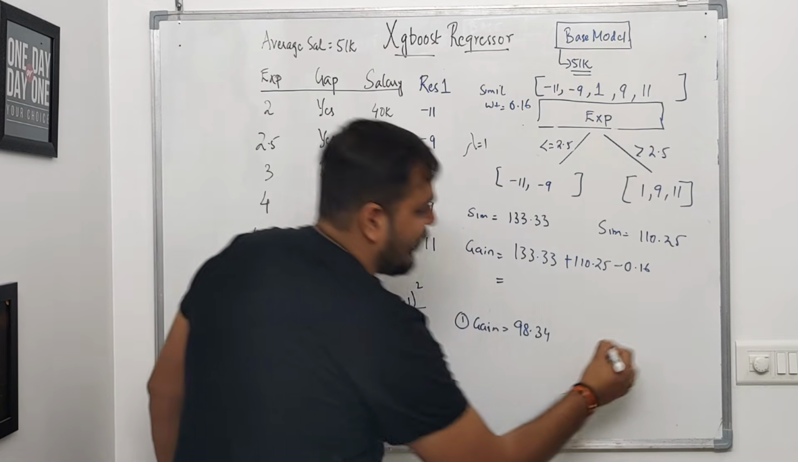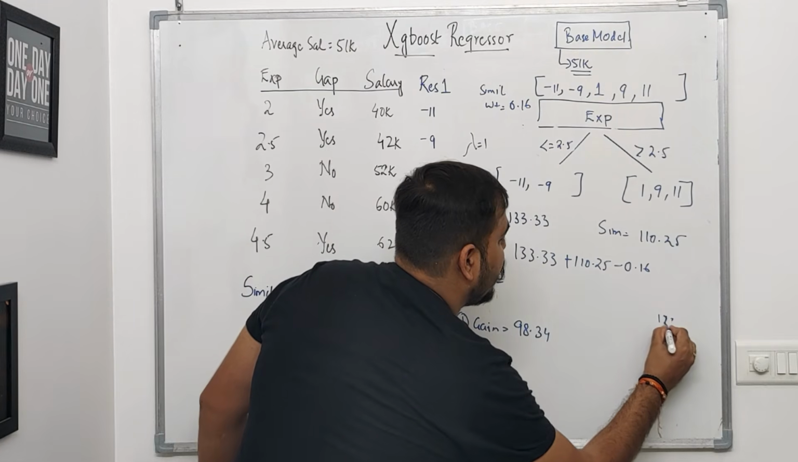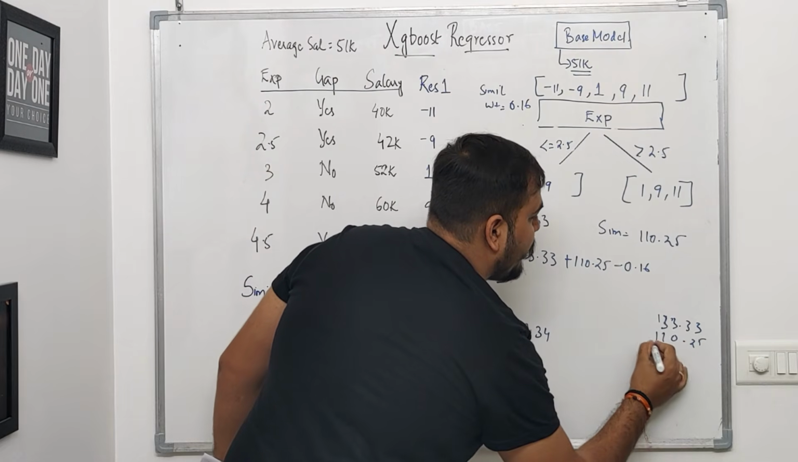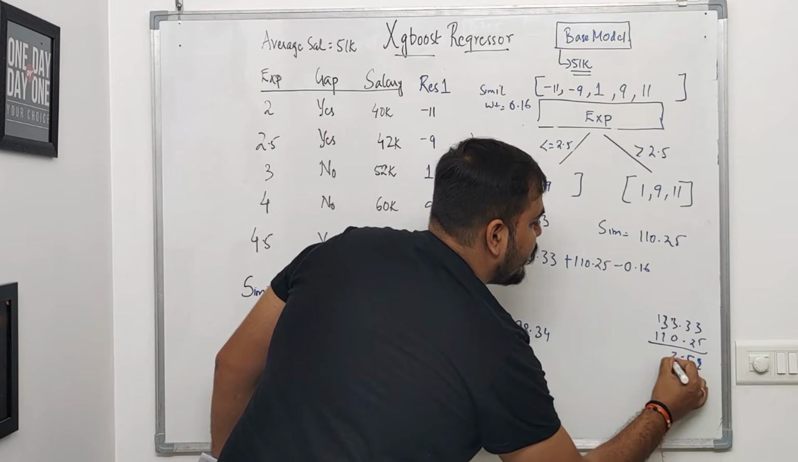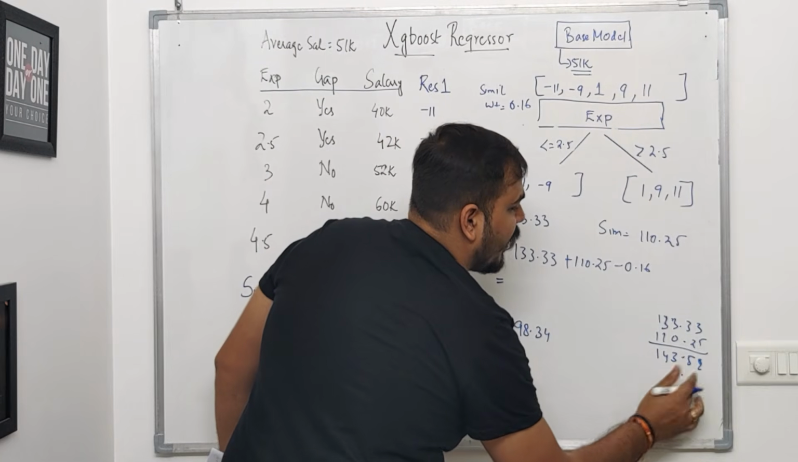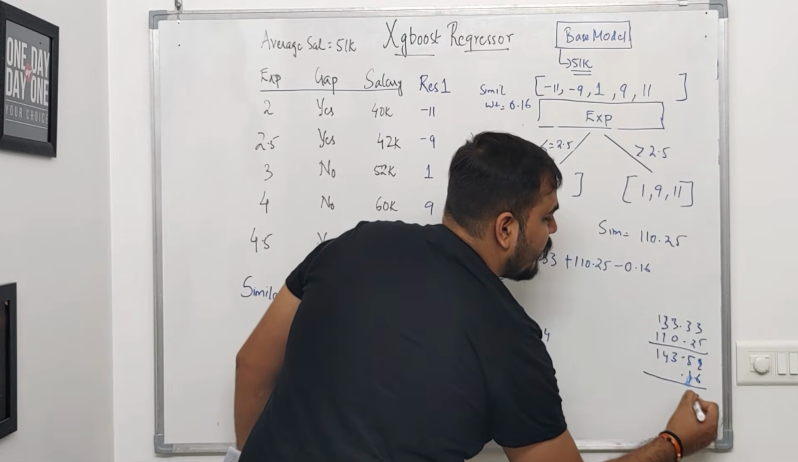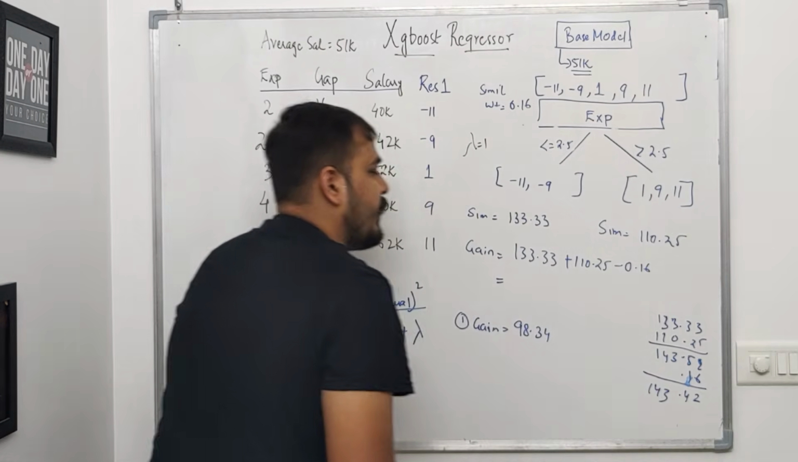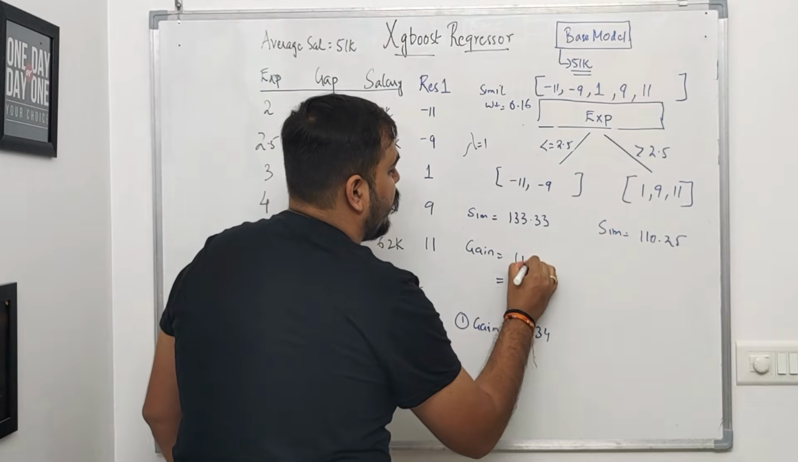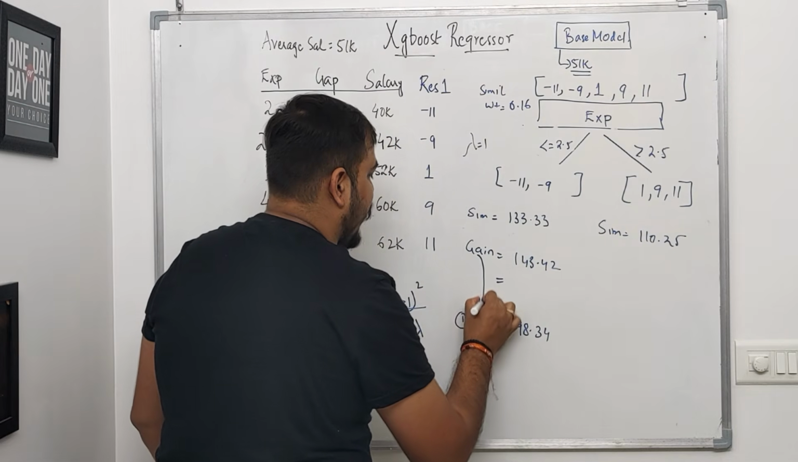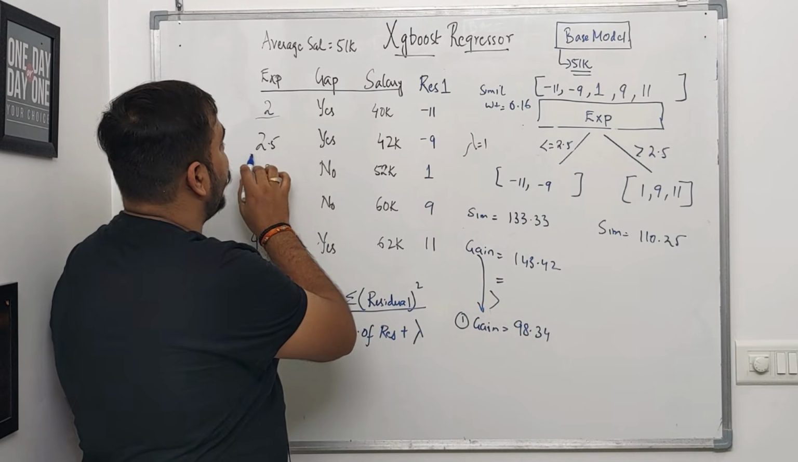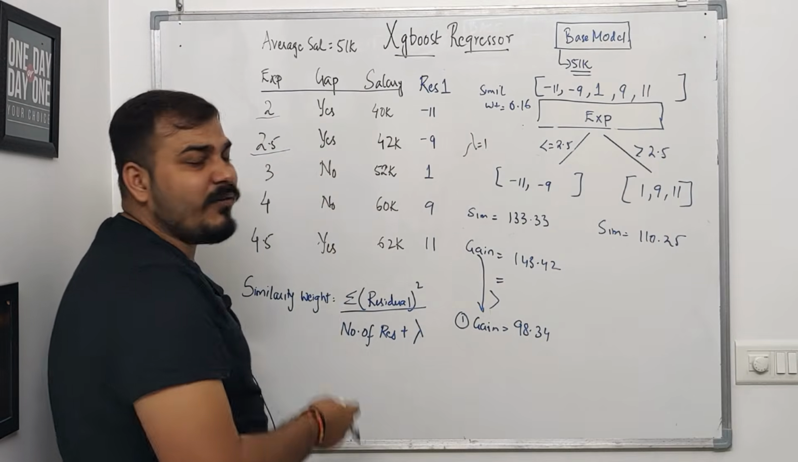Once I do this, how much will it come? Let me add it for you. 133.33 plus 110.25 will be 243.58. If I subtract 0.16, this will be nothing but 243.42. So the total gain that I will be getting here is 243.42. And obviously this gain is better than the earlier gain. So I'll definitely not do the split from there, I'll do the split from here. Similarly, I'll try to compare with all the splits.